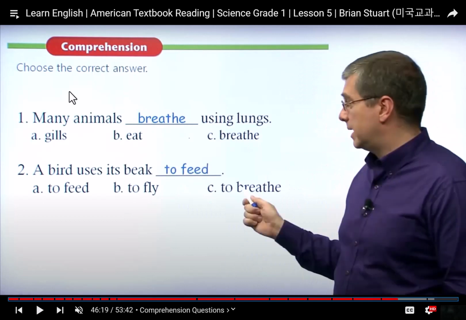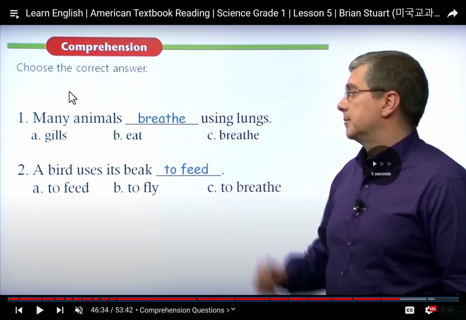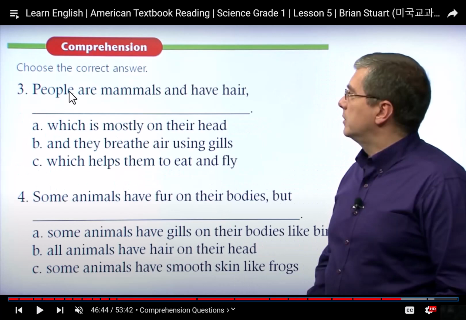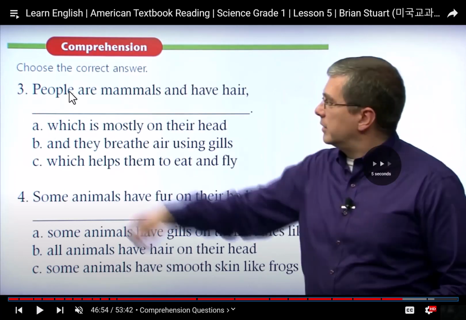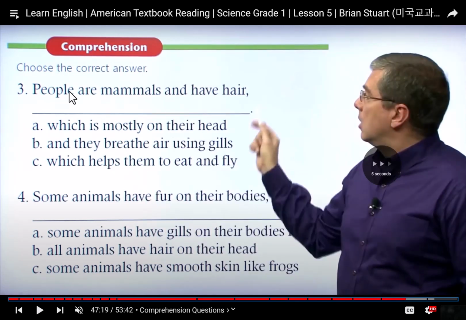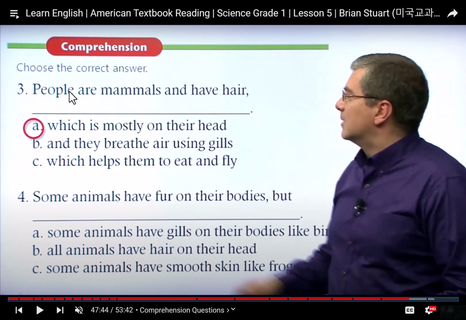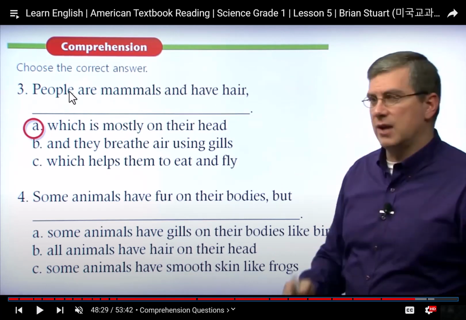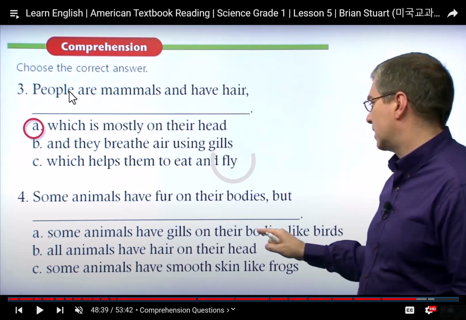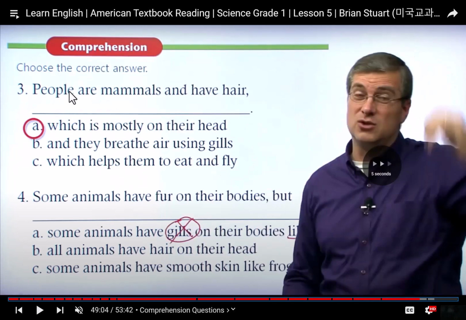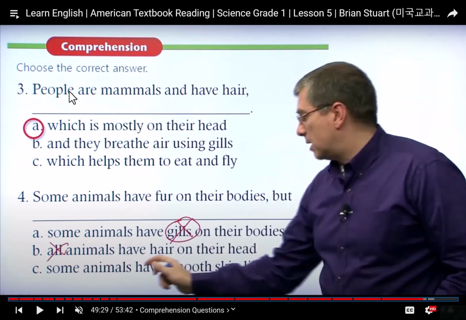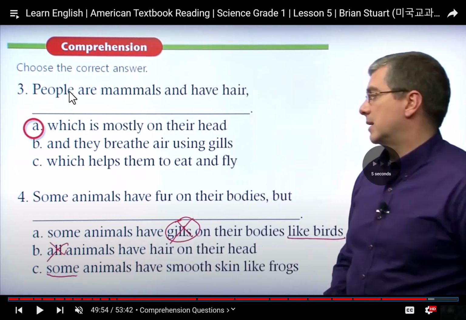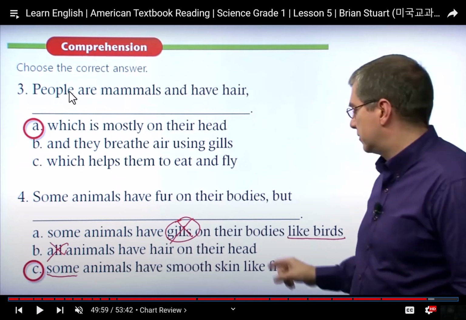Two, a bird uses its beak to feed. Three, people are mammals and have hair. We don't have hair all over our body, and we have it mostly on our head. Of course, some animals have fur on their bodies. Gills here. All animals have hair on their head, no? See, some animals have smooth skin.